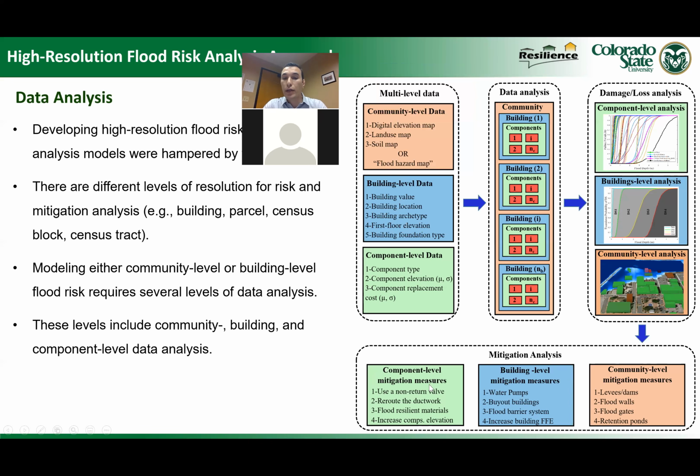This includes the component level, such as what will happen if the building has a non-return valve, or they reroute the ductwork during renovating their buildings, or use flood resilient material in the construction, or increase the components' elevation, like their valuable items, including electronics and appliances. We also investigated different building level mitigation measures, such as using a water pump to pump the water out of your building, using a buyout policy, or using a flood barrier system, or increasing the building elevation.